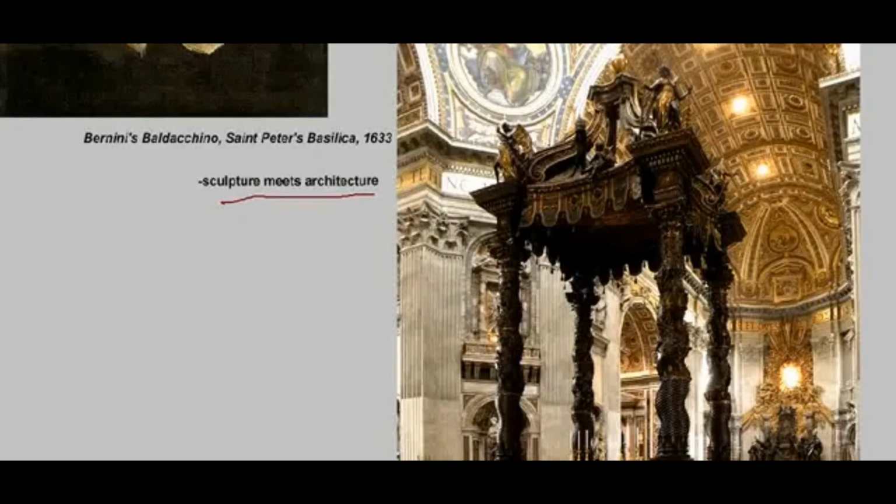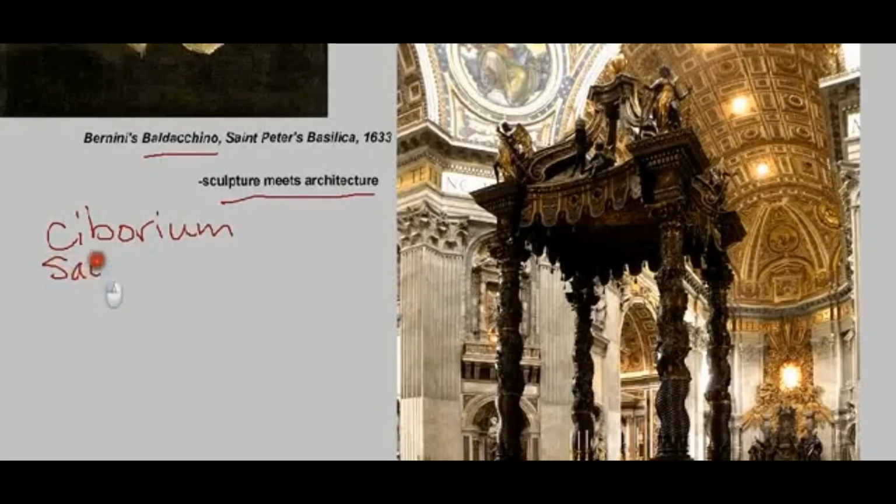Now, first off, what exactly is a baldacchino? And that's what you see here, baldacchino, and that's an Italian word, and it simply means a ceremonial canopy, and it's usually used in a religious context. Sometimes you'll see another word, and that is ciborium, but again, it's just a canopy that denotes a sacred space.